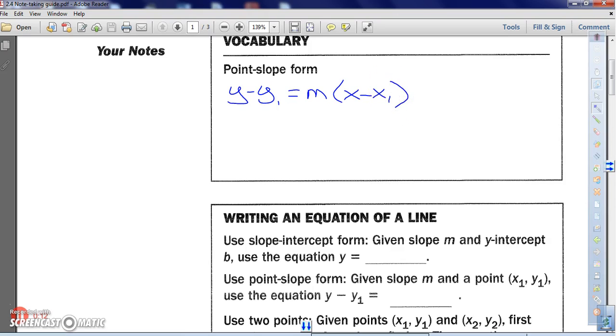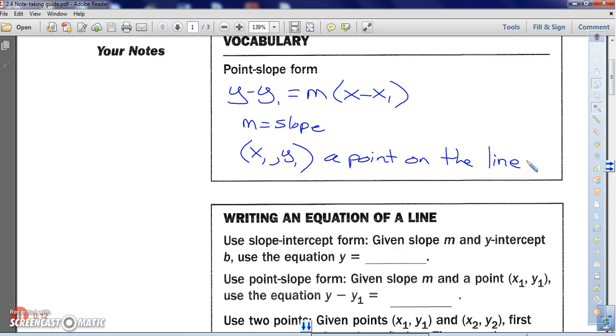In point-slope form, the m is the slope, just like slope-intercept form. And the ordered pair, x1 comma y1, is a point on the line. And the x and the y are just your variables. So that's what each part of that equation is.